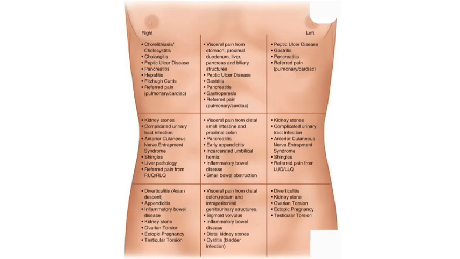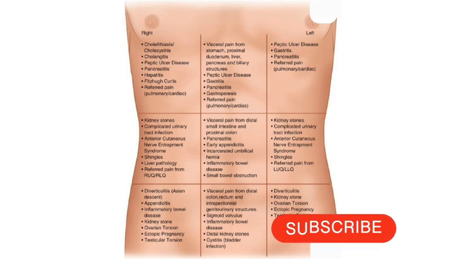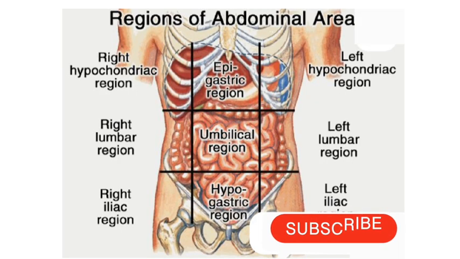And left upper quadrant contains left lobe of the liver, spleen, stomach, jejunum, proximal ileum, body and tail of the pancreas, left kidney and left suprarenal gland, left half of transverse colon, splenic flexure of the colon, superior part of descending colon. The left lower quadrant contains distal descending colon, sigmoid colon and left ureter.